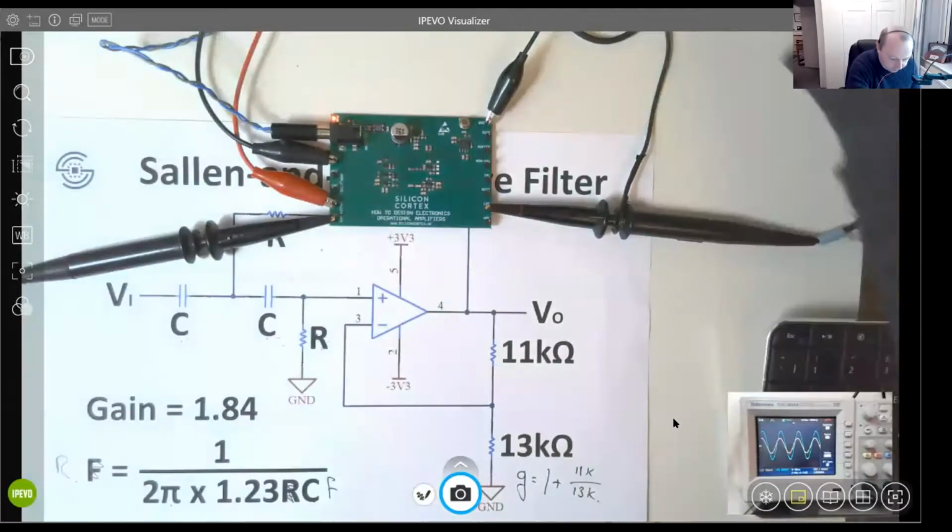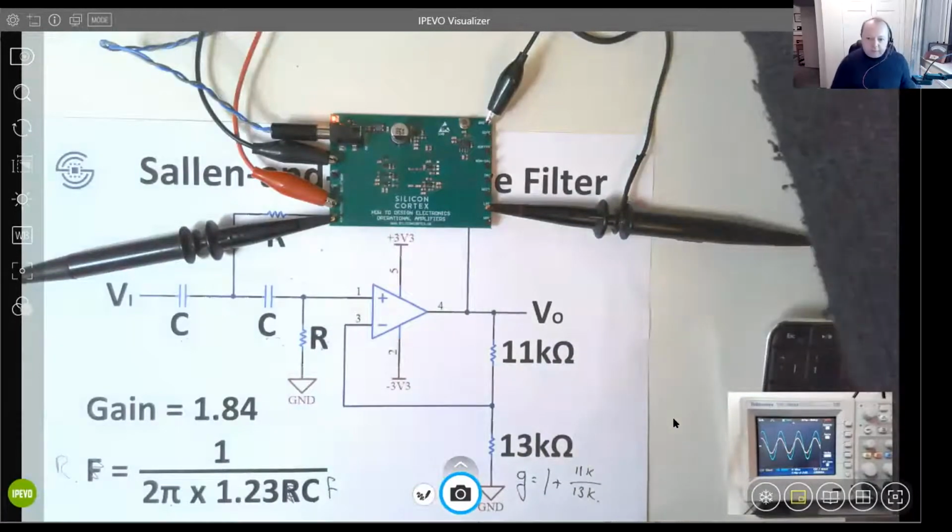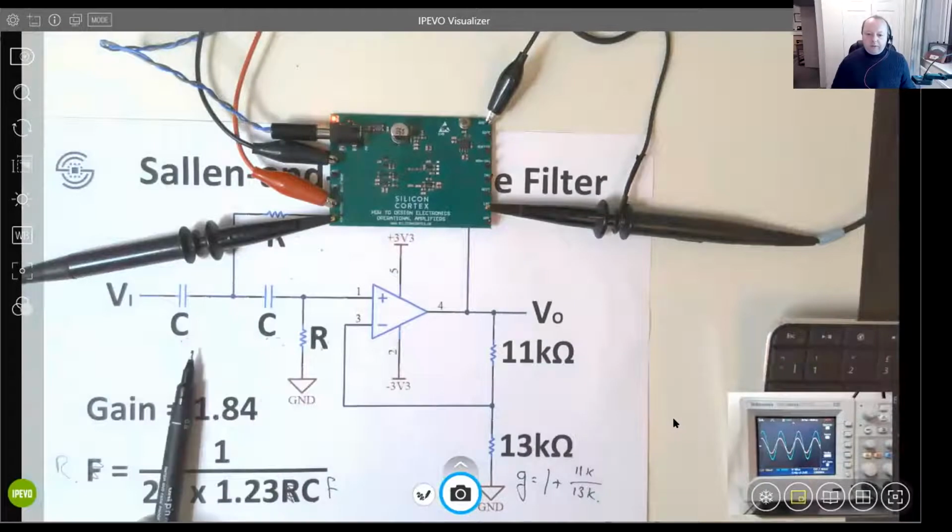But here's the magic. So this circuit here, this is essentially just, this is a filter. So high frequencies will get through.